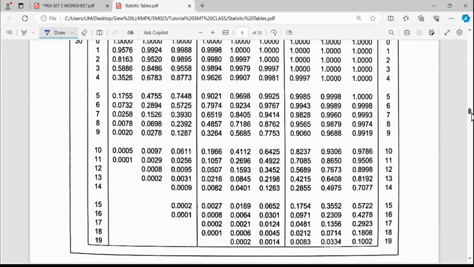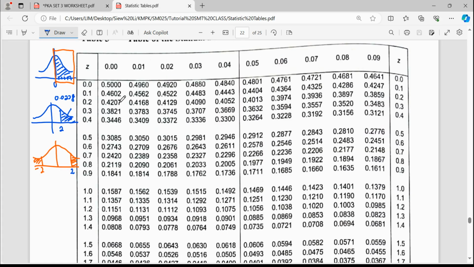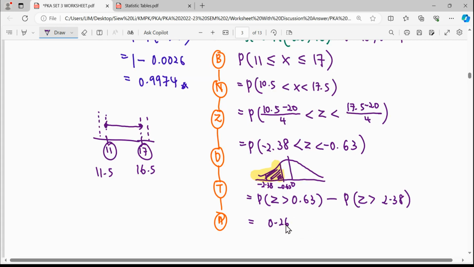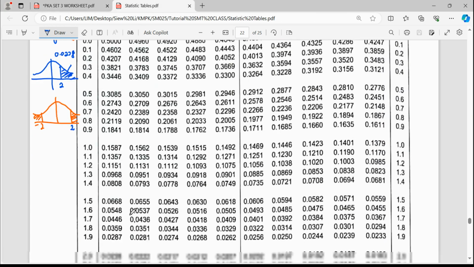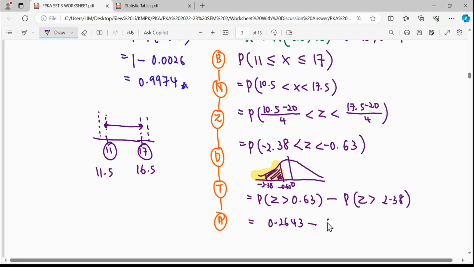So get to your normal table. For 0.63, it is 0.2643. For 2.38, it is 0.0087. So that's all.